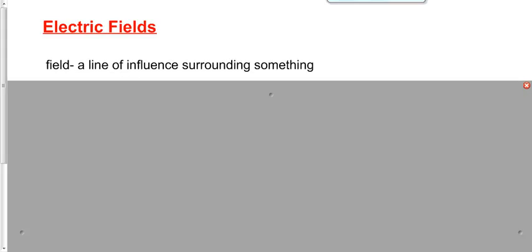Now, I want to go one step further with what we've been doing and talk about electric fields. Just like last year when we talked about gravitational force, we stepped it up and started talking about gravitational field. From gravitational force to gravitational field, electric force to electric field. What's a field? Well, we can define a field in a number of ways. One way is a line of influence that surrounds something.